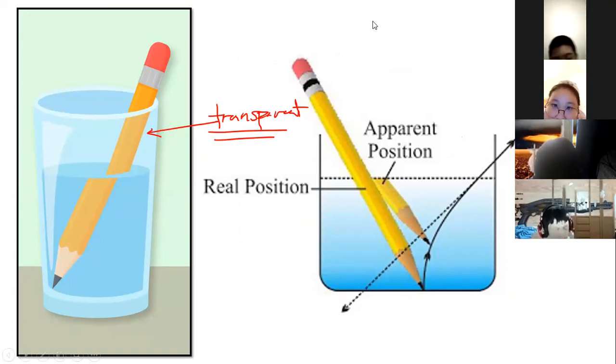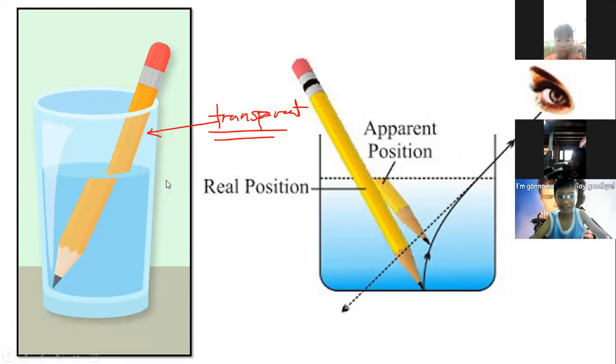I don't have a glass here. Teacher Juvin is very poor. Who can do it? Who can do this one?